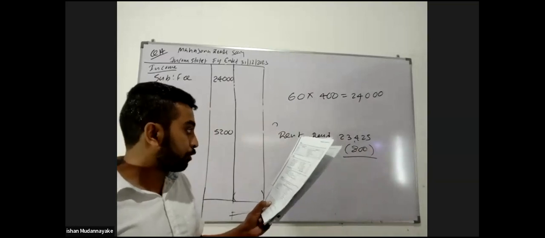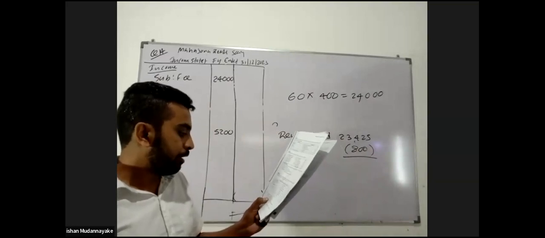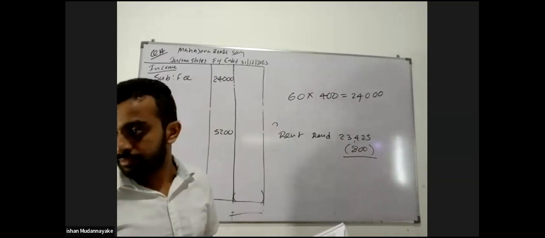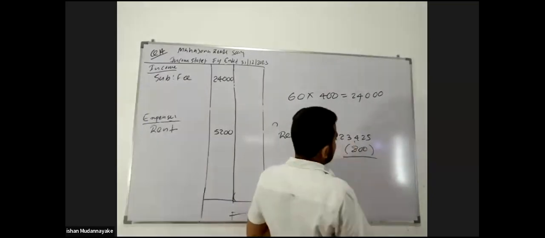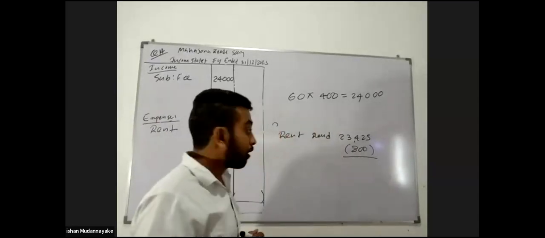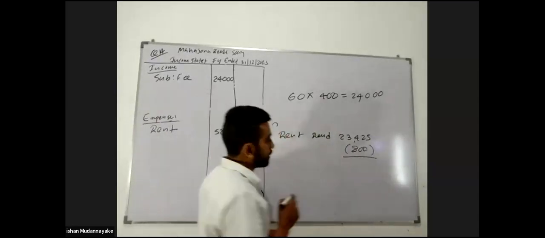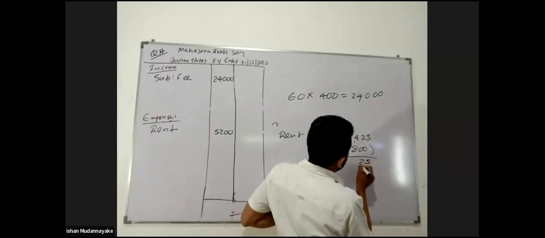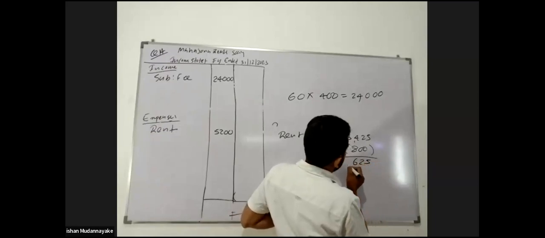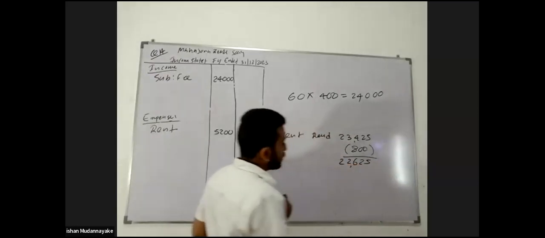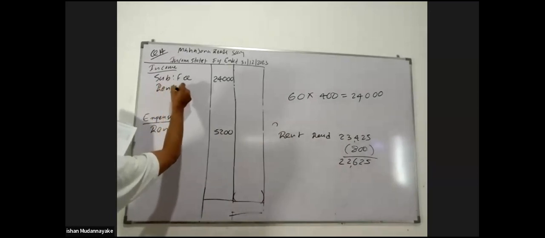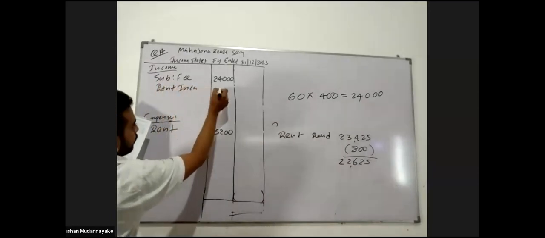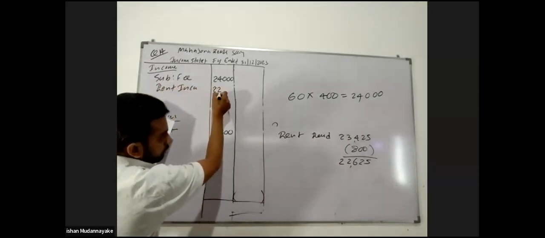Out of 23,425, received in advance 800. Then 23,425 minus 800. How much is the relevant rent income for the period? 22,625. Rent income for the period is 22,625.